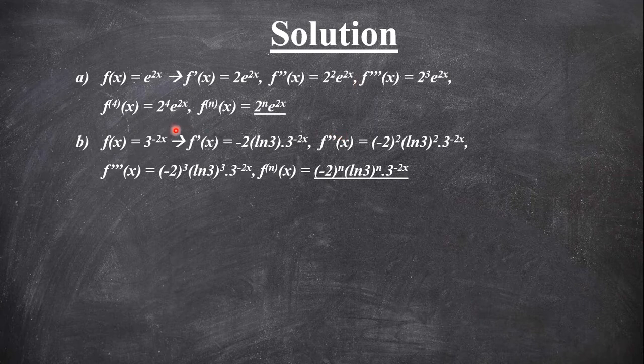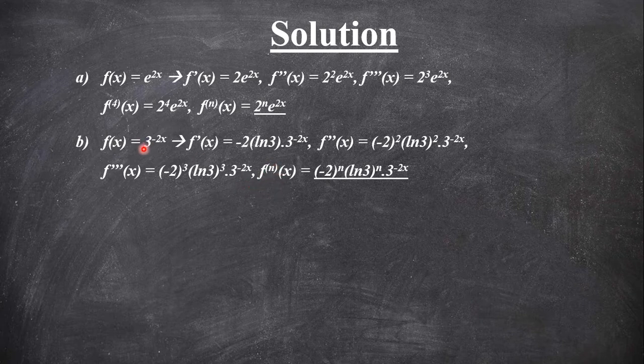Okay, and the second derivative of this function will be negative 2 squared times ln 3 squared times the function, that is 3 to the power of negative 2x. And the third derivative of this function will be negative 2 to the power of 3 times ln 3 to the power of 3 times 3 to the power of negative 2x. So look, the power increases as n increases. For example, for the first derivative the n value is 1, and for the second derivative the n value is 2, here also 2, and for the third derivative the power becomes 3, and here also 3. So what will it be for the nth derivative?